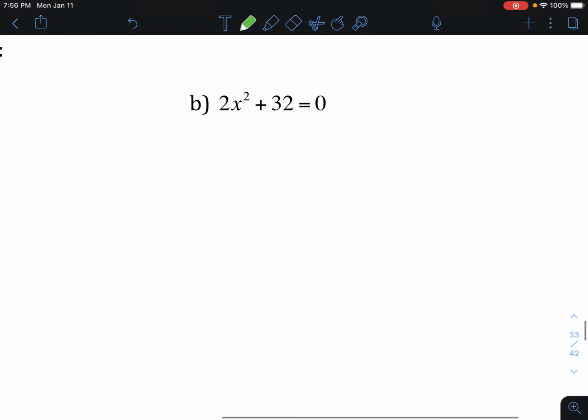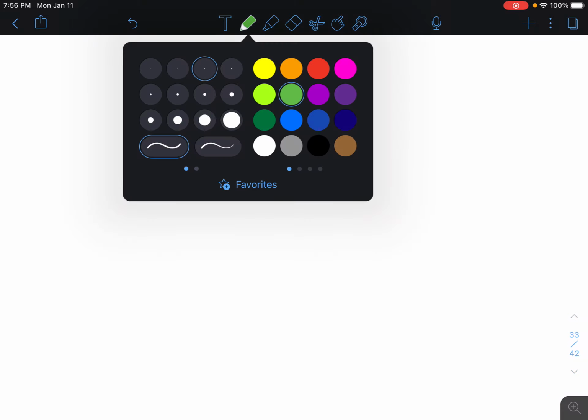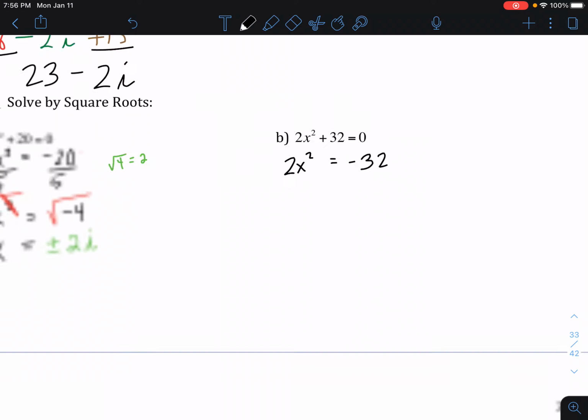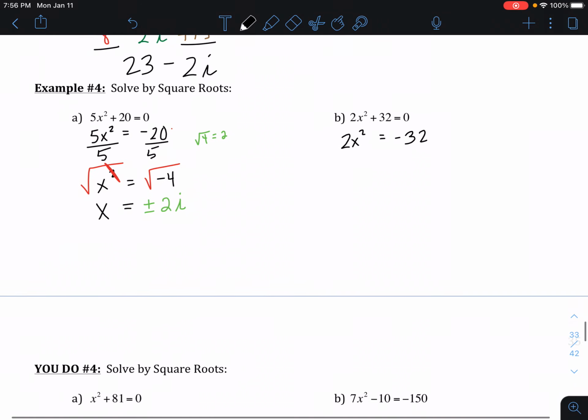Okay, let's try another one, very similar to A. We are going to solve by square roots because we have an x squared and we don't have the linear x term. So I'm going to work on getting x squared by itself. First, I'm going to subtract 32 to get equals negative 32, very similar to A.